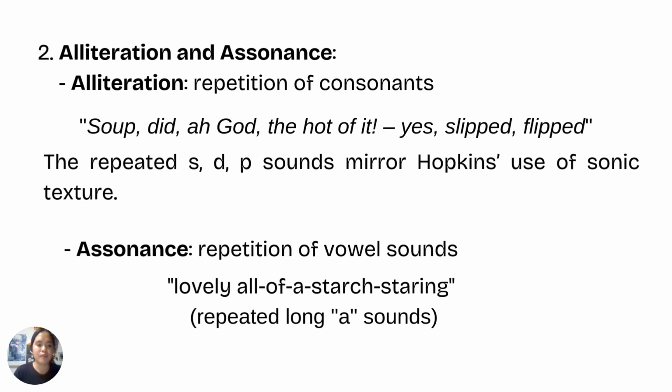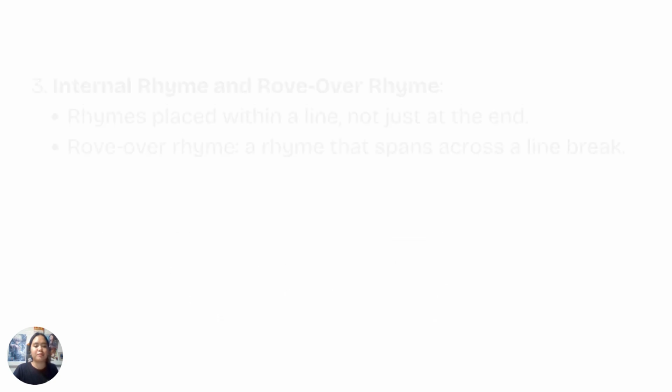Next, alliteration and assonance. Alliteration is the repetition of consonant sounds. For example, the line "soap, did, I got, the head of it, yes, slipped, flip." The repeated S, D, P sounds mirror Hopkins' use of sonic textures. Sonic texture describes the way different sounds, like musical instruments or voices, combine. Assonance is the repetition of vowel sounds. So "lovely, all of a start staring" has repeated long A sounds.